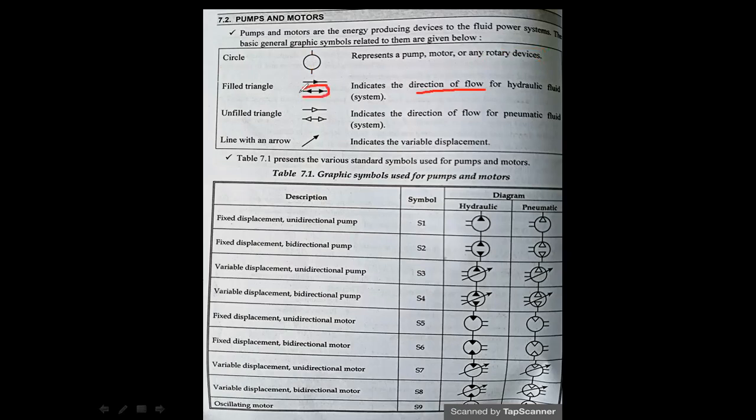This symbol indicates that the flow is in both directions, whereas the first symbol indicates flow in one direction. So they represent unidirection and bidirection. Next, the unfilled triangle represents the pneumatic fluid system. You must be aware of it. Then a line with an arrow shows the displacement. It indicates the variable displacement of the system.